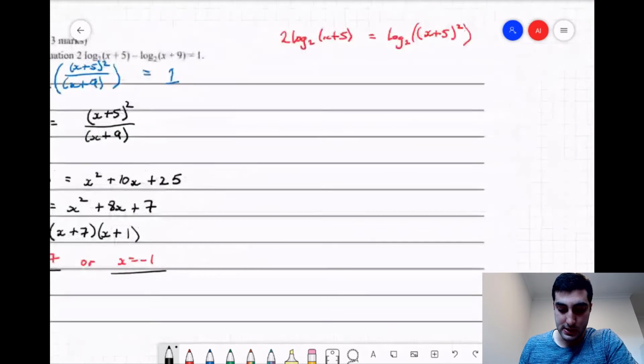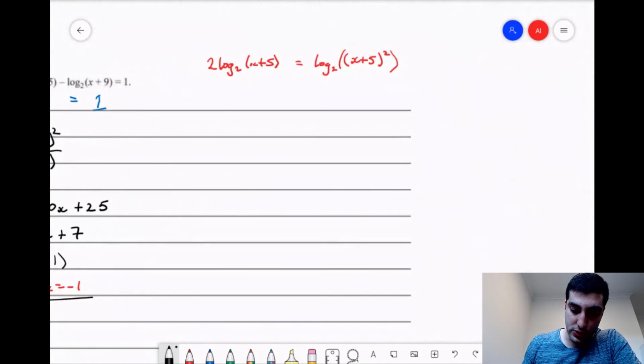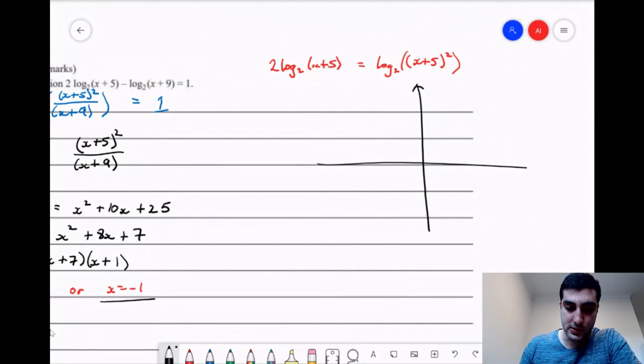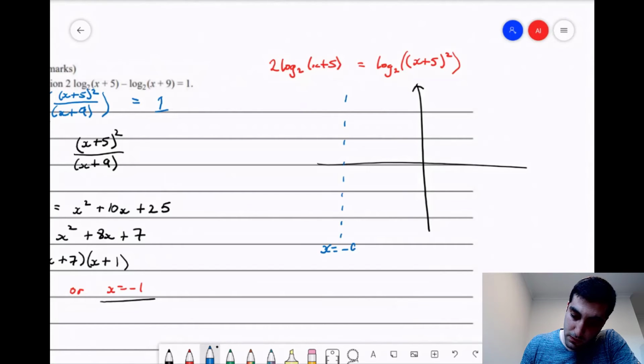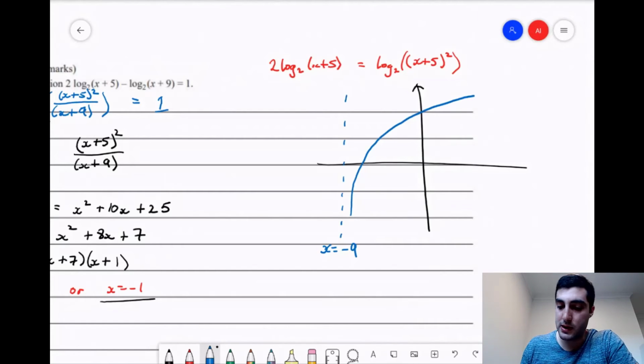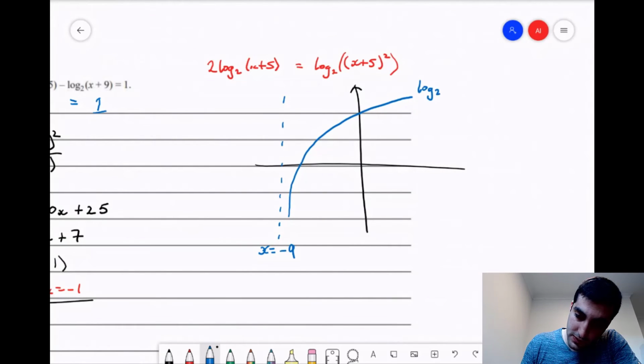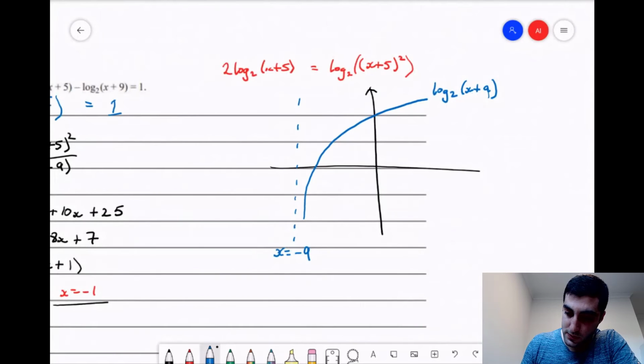Now, to demonstrate graphically which is valid and which isn't, if I just draw a Cartesian plane really roughly here on the right hand side for you, and we look at both of these logs individually, what are we looking at? If we look at log base 2 of x plus 9, we know it's going to have a vertical asymptote at x is equal to minus 9 and the function exists for x greater than minus 9. So we know this here is something like log 2 of x plus 9. Great. So where does the other function exist as well?